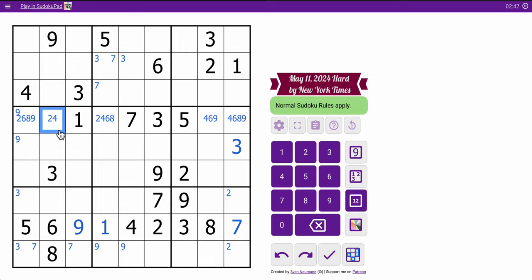Okay, 5. There is a crossing on it in box 3. These cells are ruled out by the 5 in row 1. Those two by the 5 in column 7. So 5 must go there. And therefore 5 must go here.